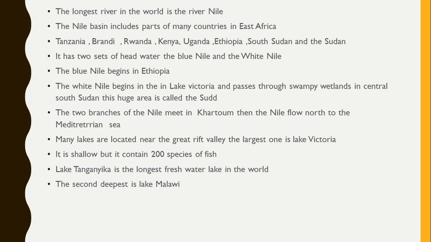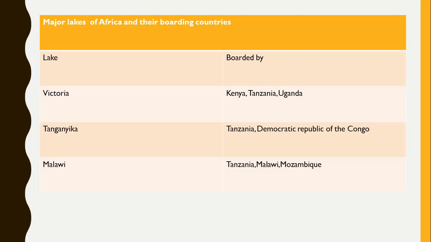Many lakes are located also near the Great Rift Valley. The largest lake is Lake Victoria. Lake Victoria has a special nature because it is shallow, but it contains more than 200 species of fish. Also, we have Lake Tanganyika, which is the longest freshwater lake in the world. And the second deepest lake is Lake Malawi.